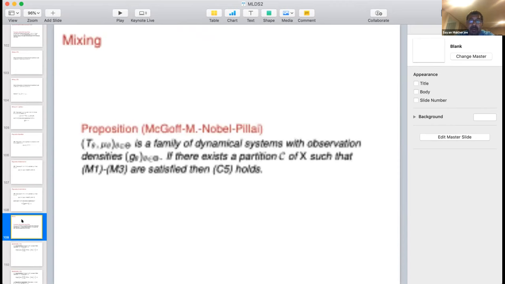So if you have a family of dynamical systems with observation densities, then there exists a partition C of X such that M1 through M3 are satisfied, and therefore C5, the mixing property, holds.